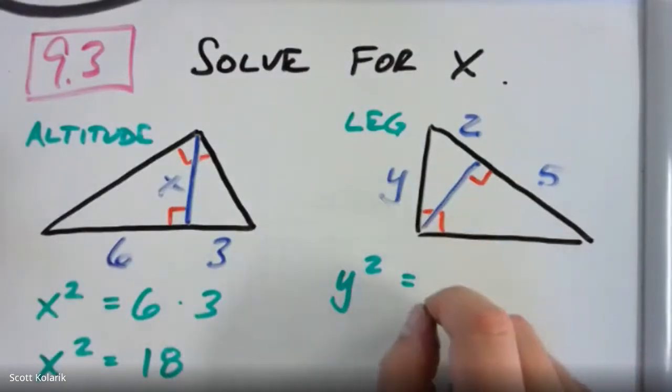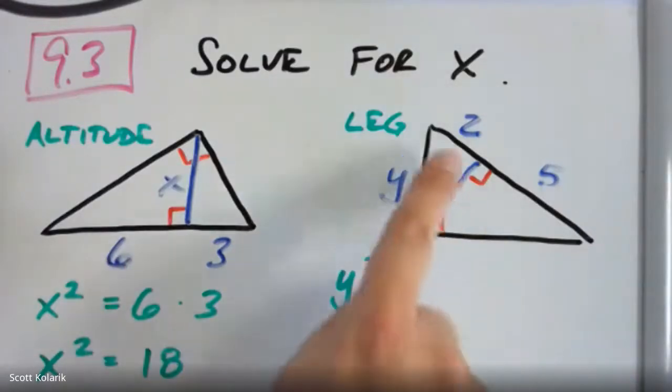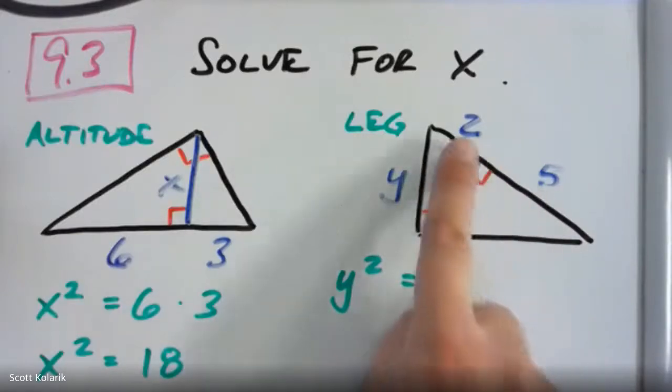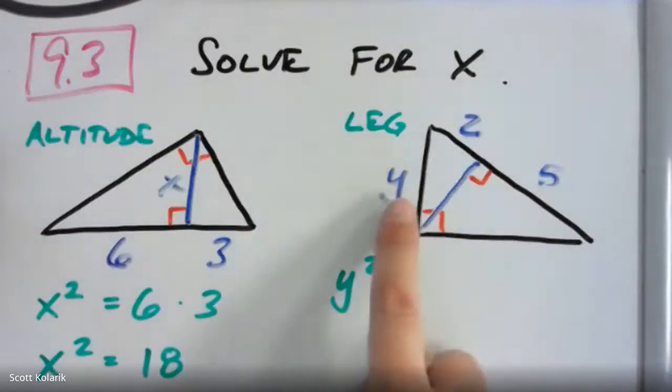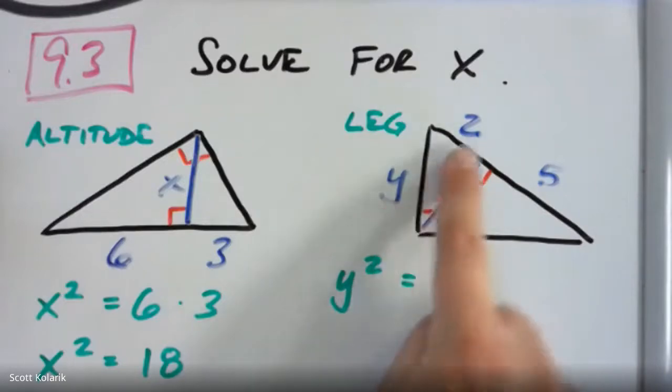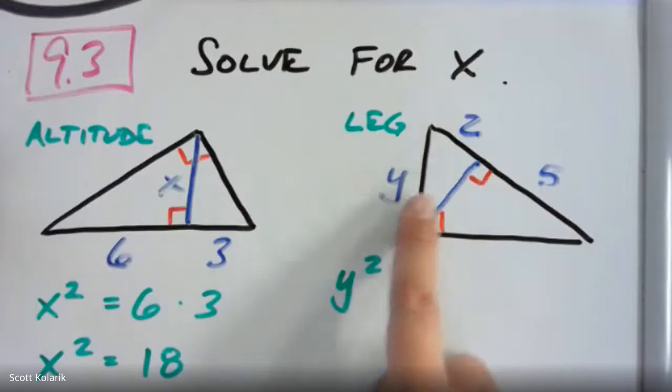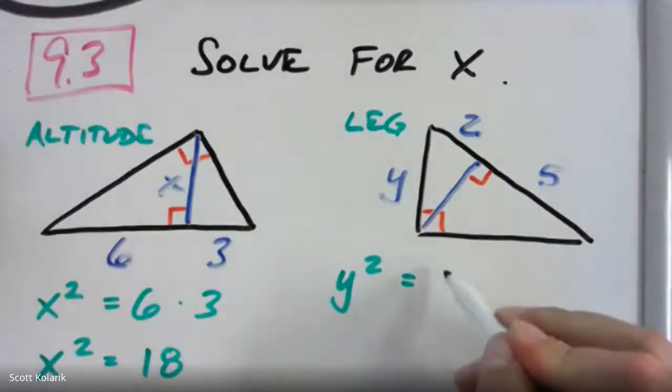So I'm going to be multiplying two things together, but I'm not going to be multiplying, like in this guy, these two pieces. Notice that of these two pieces, one of them is closer to the leg I'm solving for. Namely, this 2 is right next to this leg I'm solving for. I will be multiplying that piece by something.